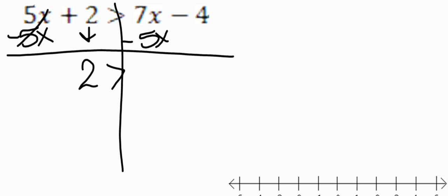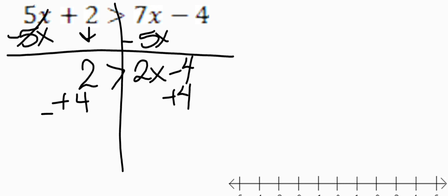2 is greater than 2x minus 4. Now I have to get that minus 4 over to the other side because remember I need to isolate the x. I need to get it all by itself. The inverse operation of a minus is a plus. So I'm going to add 4 to both sides. What you do to one side, you have to do to the other.